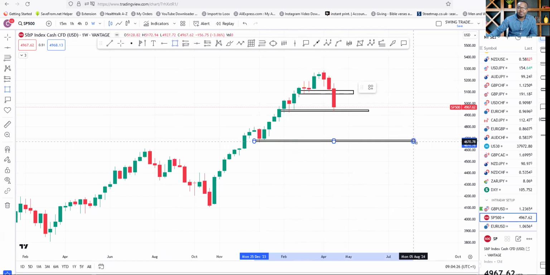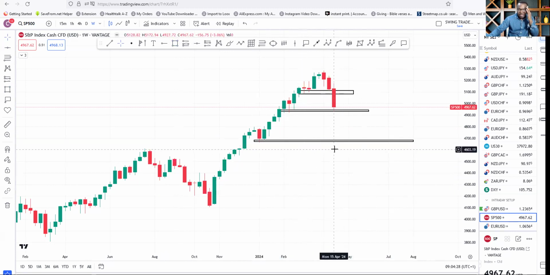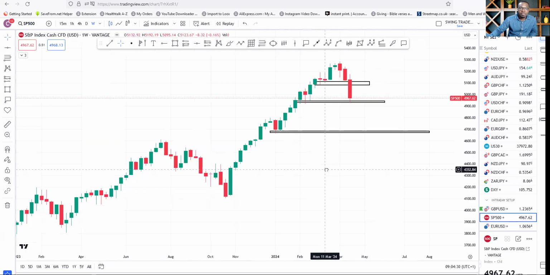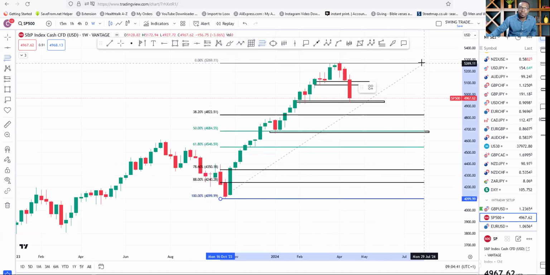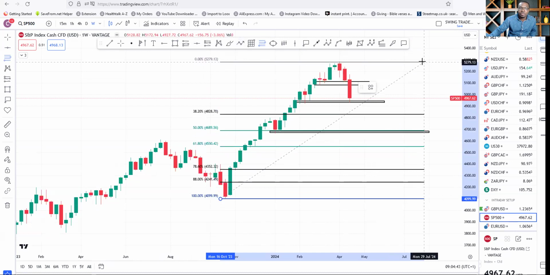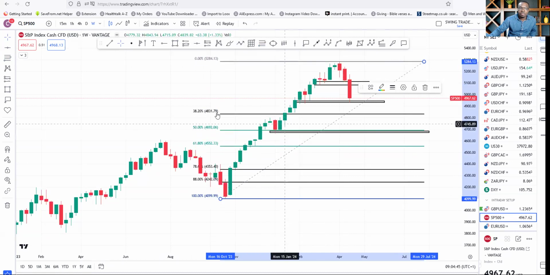Now, this is the weekly view. I'm looking at the weekly view, but remember, it has to get to this low for us to have a proper retracement. Remember, this is the weekly time frame, and I'm looking at this whole push to the upside. You see that? At 38 might be tempting, but I'm expecting price to get to 50 before eventually continuing the bullish momentum.